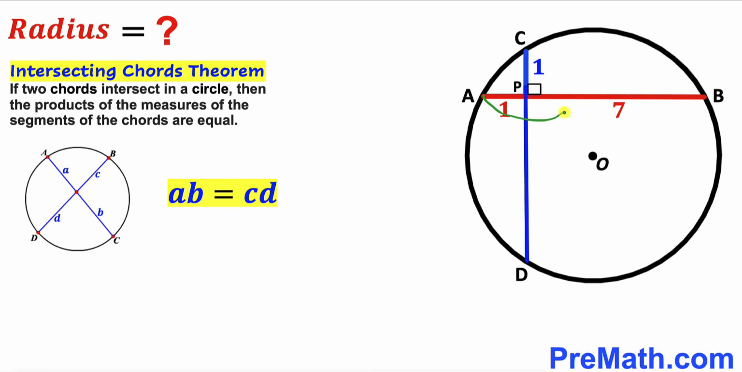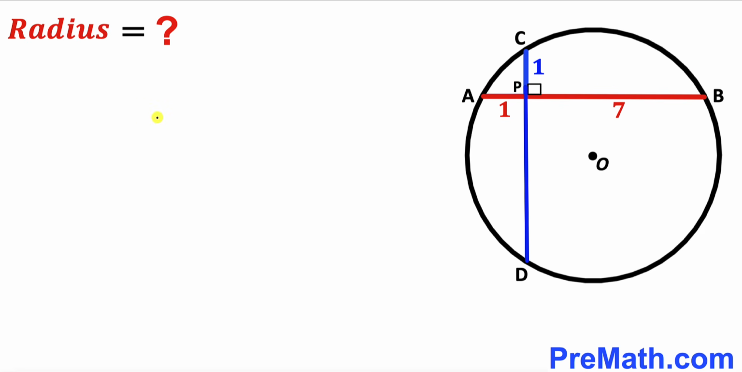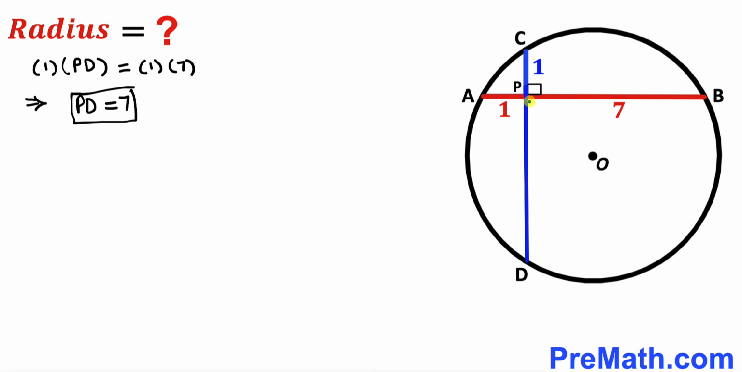Now let's revert our attention back to this problem. We have these two chords AB and CD, and they intersect each other at this point P. According to the intersecting chords theorem, the product of PC and PD must be equal to the product of AP and BP. So we can write 1 times PD must be equal to 1 times 7. If we simplify, PD is going to be 1 times 7, which is 7. So this segment PD length turns out to be 7 units.